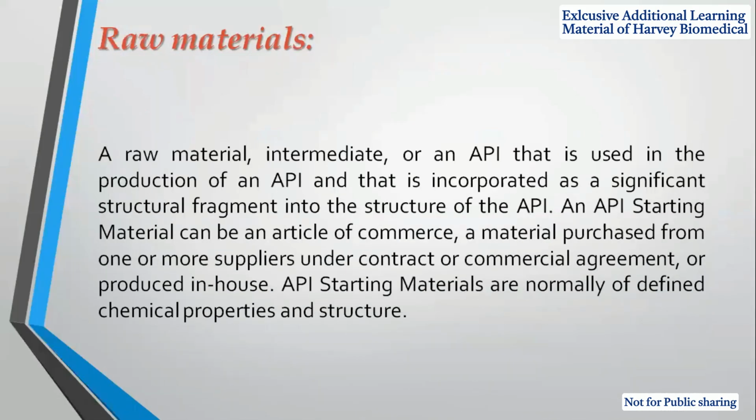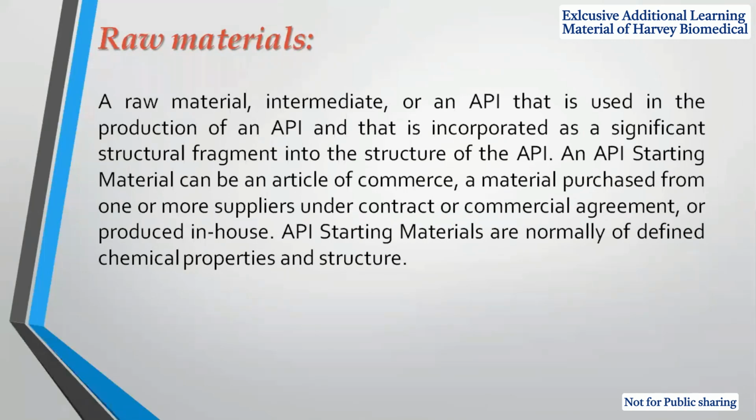What is a raw material? A raw material, intermediate, or API is used in the production of an API and is incorporated as a significant structural fragment into the structure of the API. An API starting material can be an article of commerce, a material purchased from one or more suppliers under contract or commercial agreement, or produced in-house. API starting materials are normally of defined chemical properties and structure.